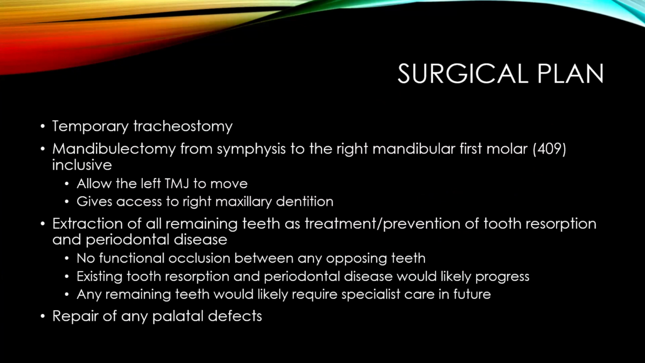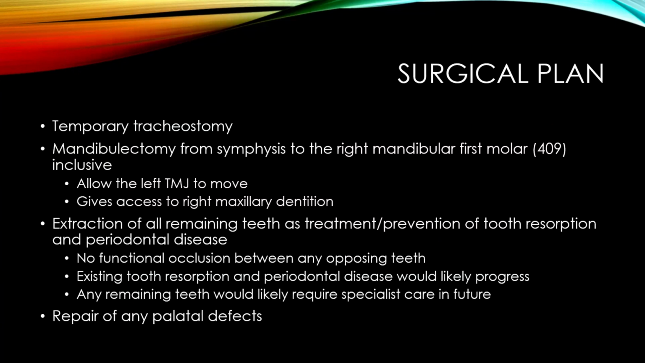All right, so we're going to switch back over here to PowerPoint. After looking at all that, we came up with our surgical plan, which is that we're going to need a temporary tracheostomy for anesthesia. We're going to do a mandibulectomy. We're going to split the symphysis, and then remove the right mandible at about the level of the mandibular first molar, and that should allow the left TMJ some mobility. That'll give us access to the right maxillary dentition. If we can get the mouth open, that'll give us access to both the left maxillary and mandibular dentition.